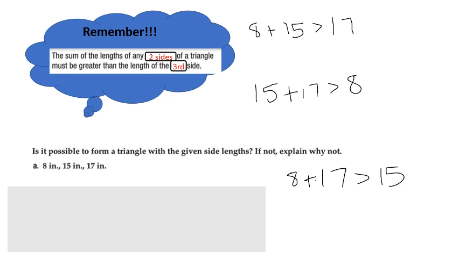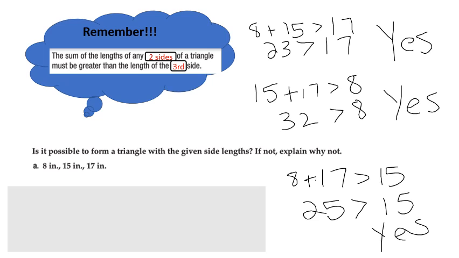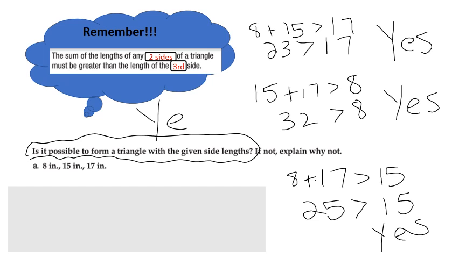So when we add these together, we get 23. Is that bigger than 17? Yes. When we add 15 and 17, we get 32. That's definitely bigger than 8. And 8 plus 17 is 25. That is bigger than 15. So is it possible? The answer is yes. And I believe that's already worked out for you in your notes.